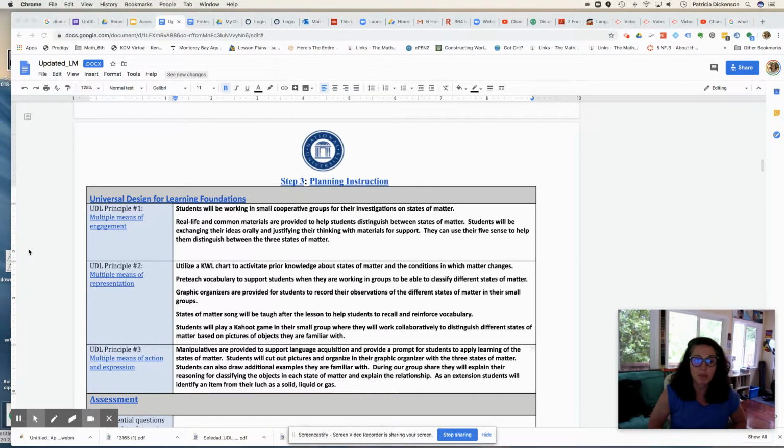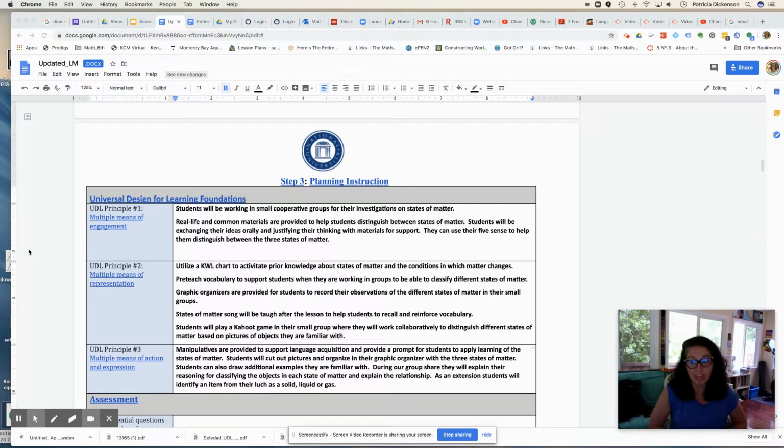For principle number 2, multiple means of representation, I'm going to begin my lesson with the KWL chart to activate their prior knowledge about states of matter and the conditions in which matter changes. I'll also be pre-teaching vocabulary to support students when they're working in a group, so that will support them when they're required to classify the different states of matter.